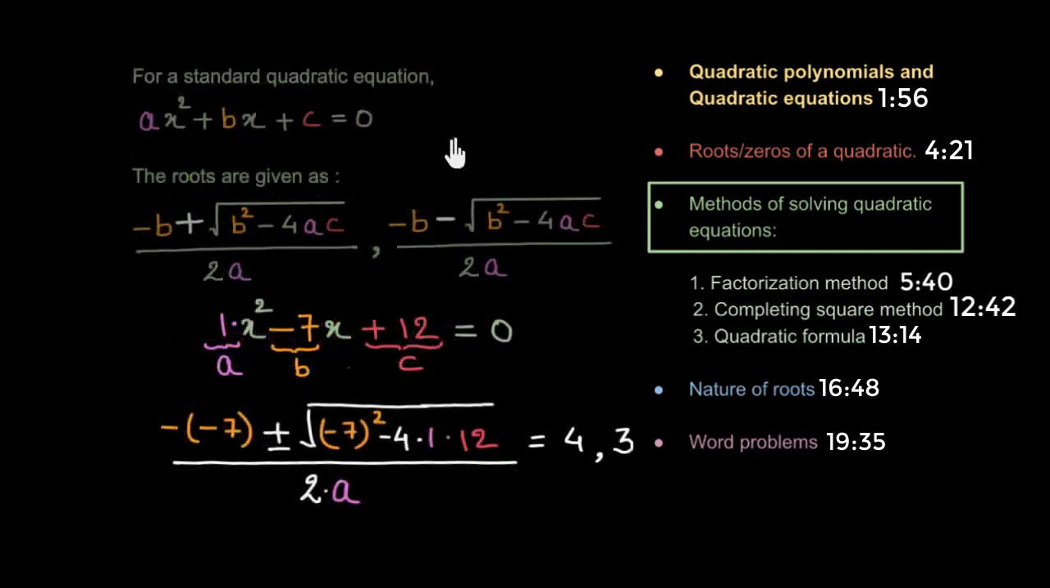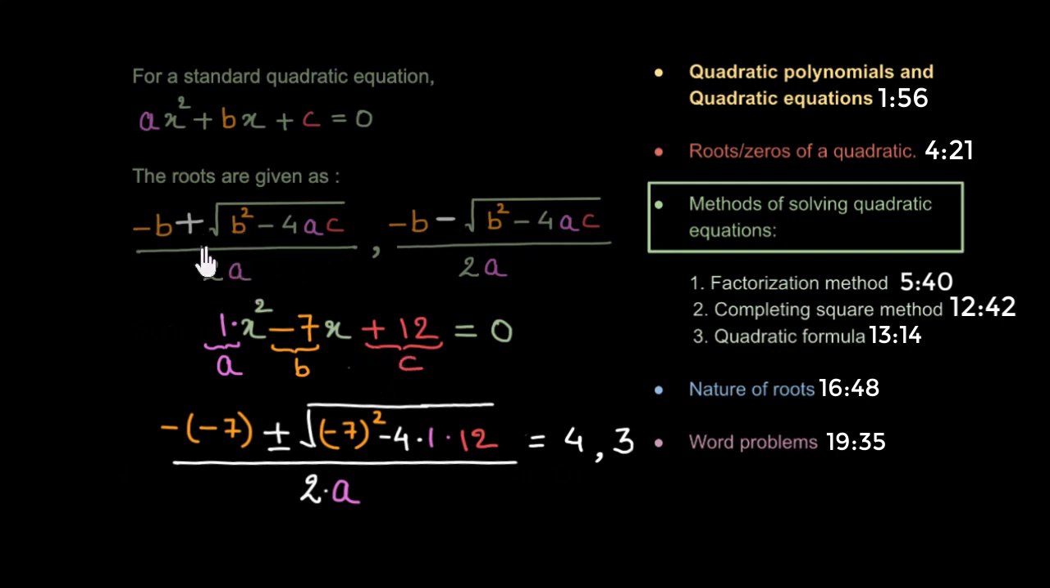Now let's see an example based on the quadratic formula. Let's say that we have this quadratic equation in standard form, 1x square minus 7x plus 12 equal to 0. The coefficient of x square would be our a, the coefficient of x, negative 7, would be b, and the constant value here, positive 12, would act as c.